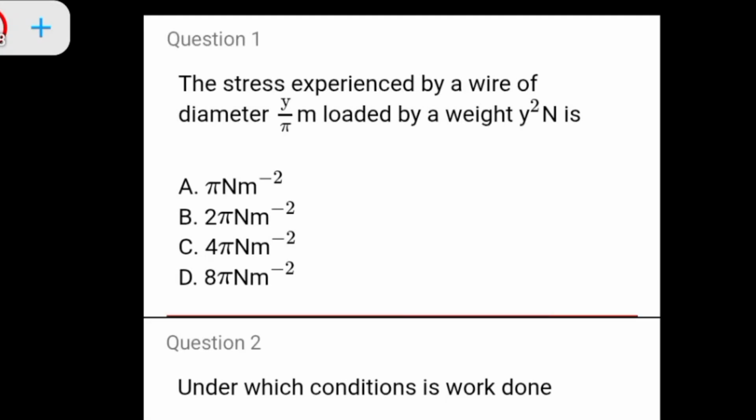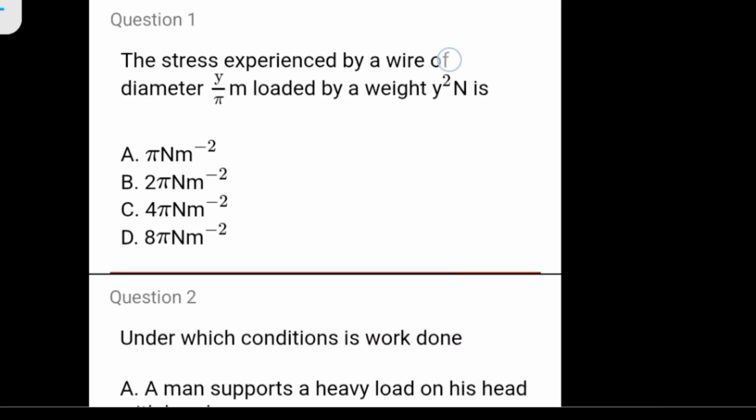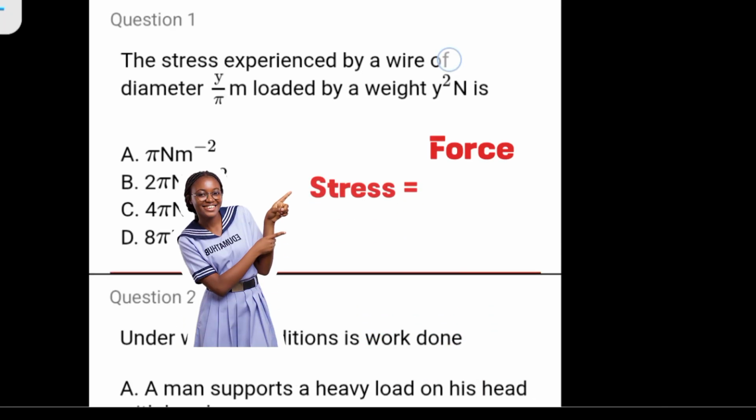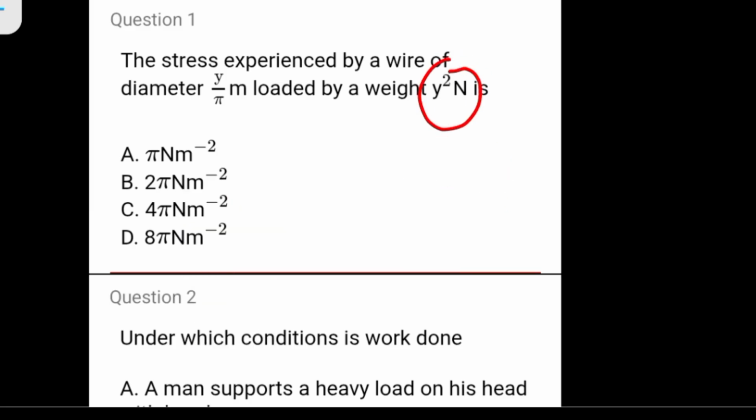So take the first question, which says that the stress experienced by a piece of wire of diameter y over pi meter, loaded by a weight of y squared newton, is what? So stress is kind of similar to pressure. So stress is equal to force over area. So the force in this question, as you can see, is y squared newton. So I'm going to write y squared divided by the area, which will be calculated from the diameter, which is what we have here, y over pi meter.